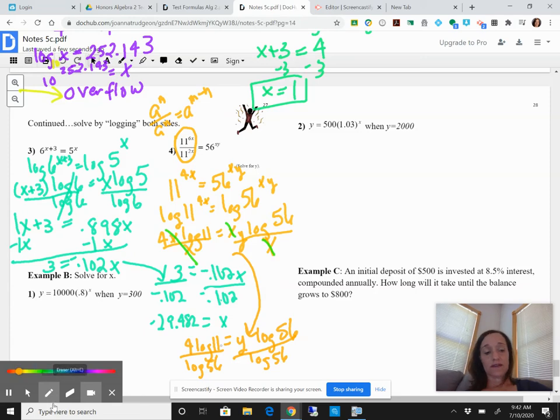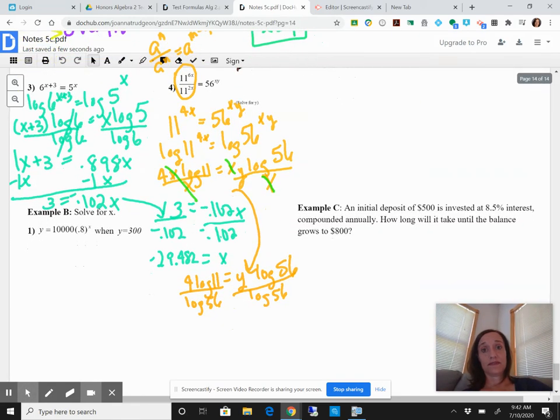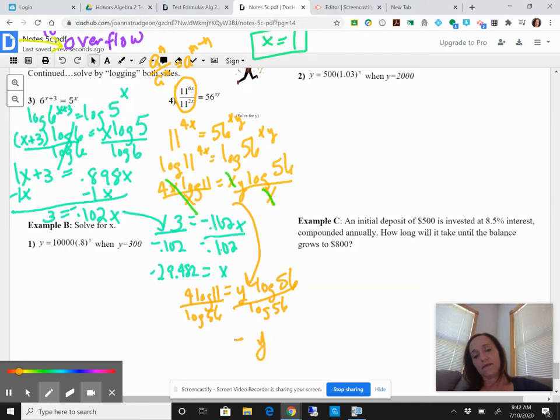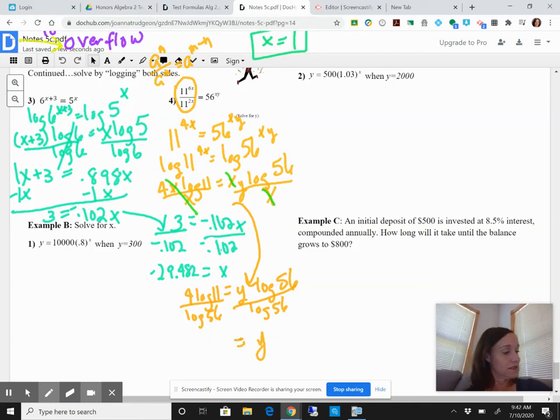And in my calculator, I could type in log 11 in parentheses divided by log 56. And I would get y equals 2.383.